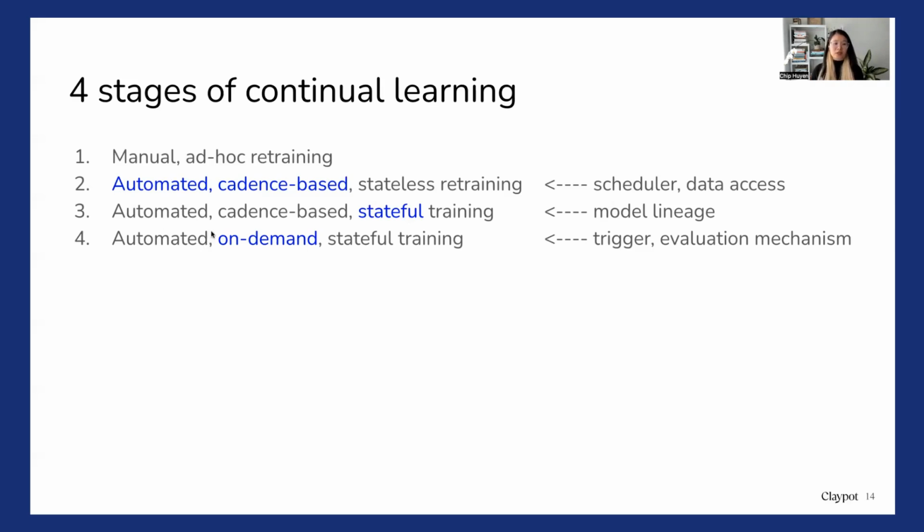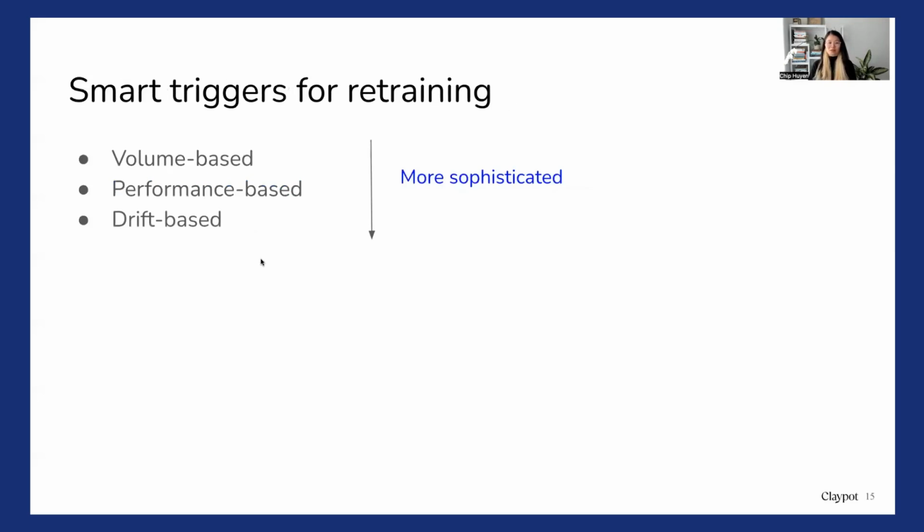The last stage of continual learning is, instead of having a cadence-based schedule every week or every month or every day, we can have on-demand retraining. So whenever there's a trigger for model retraining, we retrain the model. For example, suddenly we detect some distribution shift, then we trigger model retraining using the latest data. Or whenever we realize that model performance is low, or some sort of trigger like all the prediction requests somehow return 0, then we also trigger. So that is on demand. Automated on-demand stateful training is what we refer to as continual learning.